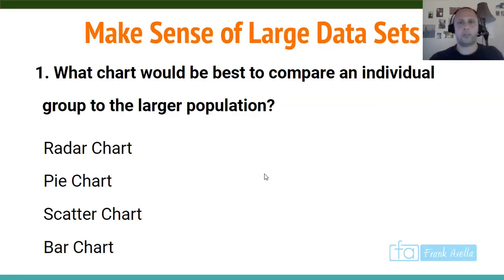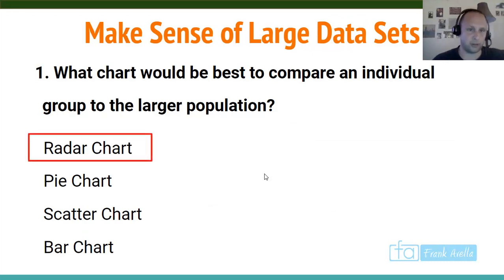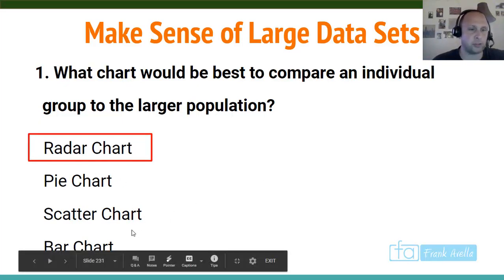Okay, so what chart would be the best to compare an individual group to the larger population? Remember I said that earlier. Yes, the radar chart, right? If it's the individual to the larger group, you want to do the radar chart. Okay, pie charts and bar charts were talked about in level 1.